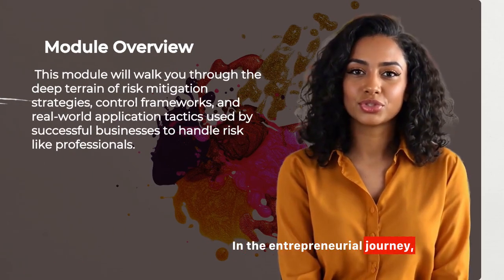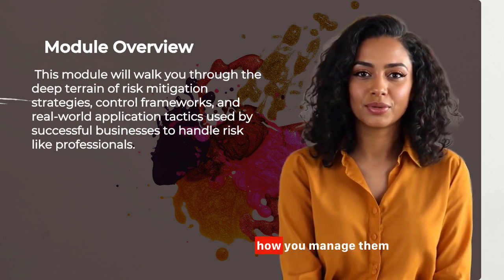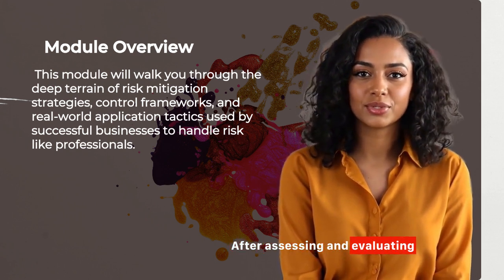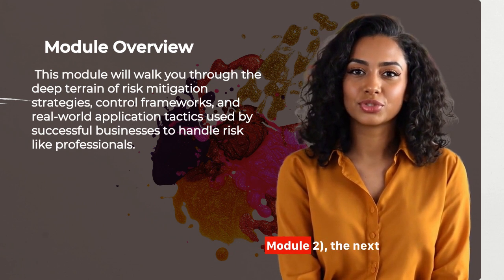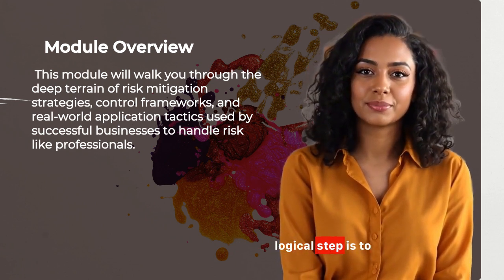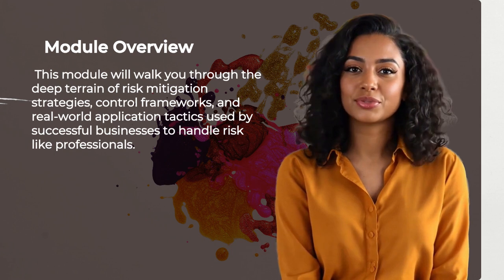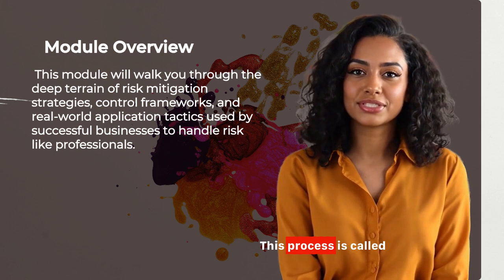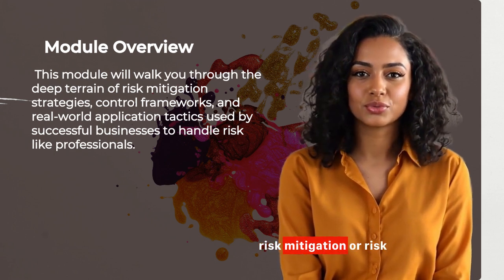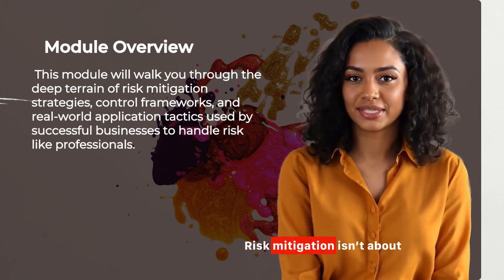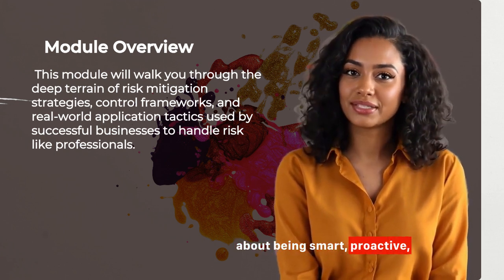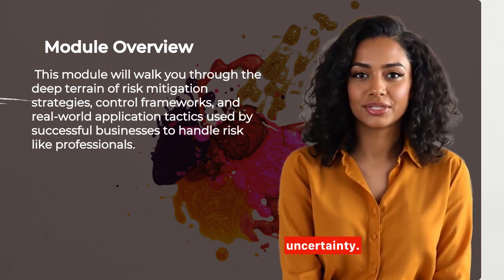In the entrepreneurial journey, risks are inevitable, but how you manage them defines your ability to survive, thrive, and grow. After assessing and evaluating risks, as discussed in Module 2, the next logical step is to develop effective strategies to minimize, neutralize, or prepare for these risks. This process is called risk mitigation or risk control. Risk mitigation isn't about playing it safe. It's about being smart, proactive, and strategic in handling uncertainty.